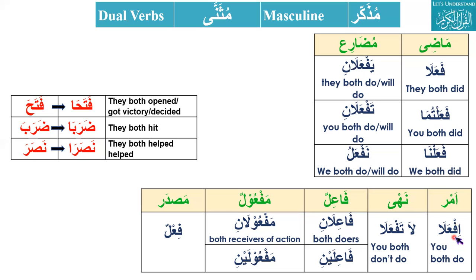Unsara. Singular is unsur, so it will be unsura. Unsura, la tansura. Nasir, so nasirani, nasiraini, mansurani, mansuraini, nasr. Thank you very much. MashaAllah. So I would go to Tanjeen.